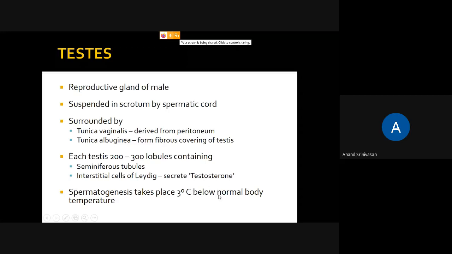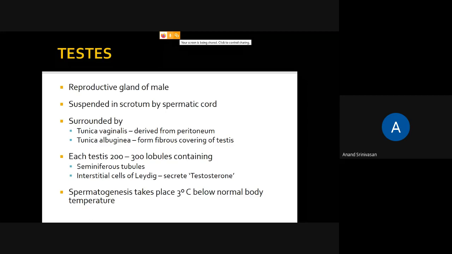Why is this temperature maintenance important? When it is maintained at a lower temperature, it improves sperm formation. The formation of sperms is called spermatogenesis. So spermatogenesis takes place 3 degrees centigrade below the normal body temperature.